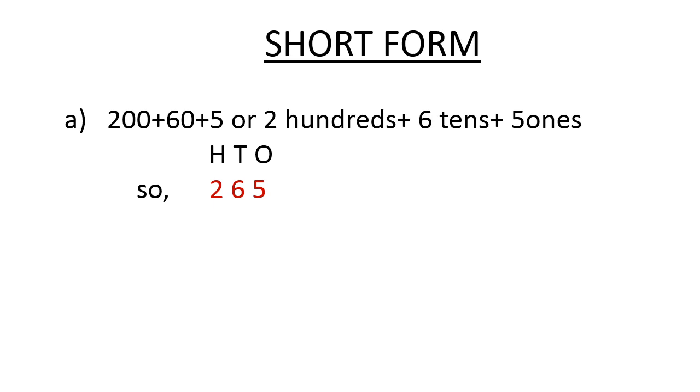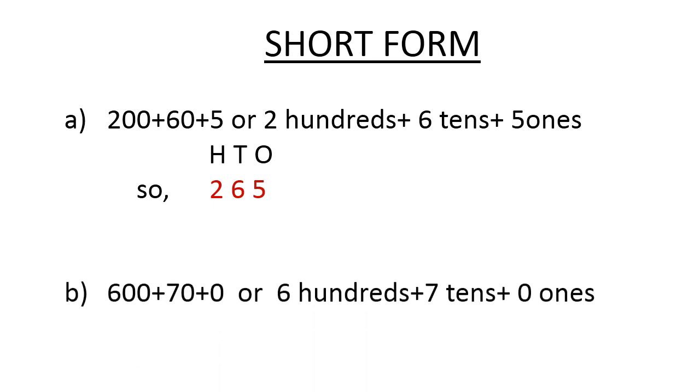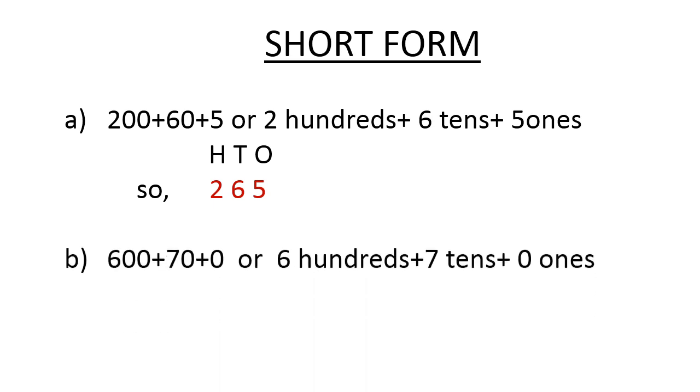265, and that is the short form of expanded form. Okay. Now in B part, here is the expanded form 600 plus 70 plus 0, or we can say 600s plus 7 tens plus 0 ones. So again, first of all we will write places, ones, tens and hundreds. So 0 is at ones place, 7 is at tens place and 6 is at hundreds place. So how can we write it? 670.